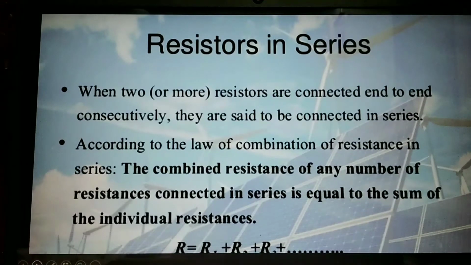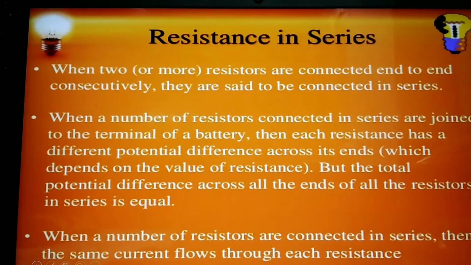Coming to resistors in series. When two or more resistors are connected end to end consecutively, they are said to be connected in series. According to the law of combination of resistors in series, the combined resistance of any number of resistances connected in series is equal to the sum of the individual resistances. That is, mathematically, Rs is equal to R1 plus R2 plus R3 up to Rn.